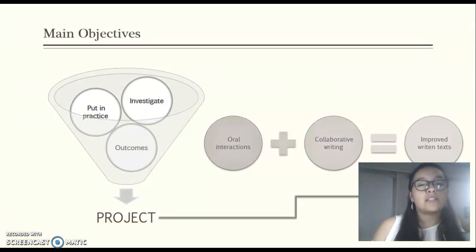The main objectives of this work were to investigate collaborative writing and the factors that could help these methodologies, such as peer feedback, oral interactions, and the teachers' and students' roles. And another objective was to be able to take it to the classroom and analyze the results obtained to verify whether collaborative writing improved the written text or not.